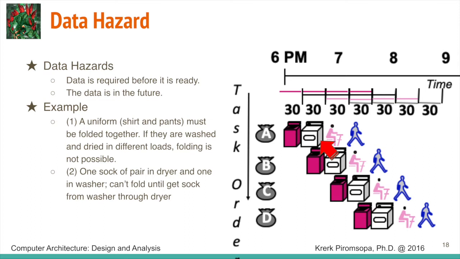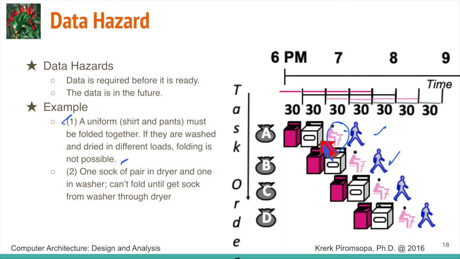The next idea, we call it data hazard. Let's say you want to use something that would be ready in future. For example, you want to fold a uniform with shirts and pants. To do that, you have to make sure that you got the shirt and pants at the same time. But wait, what if the shirt is right here, the pant is not ready yet? It would be ready in the next 30 minutes, so you cannot fold them.